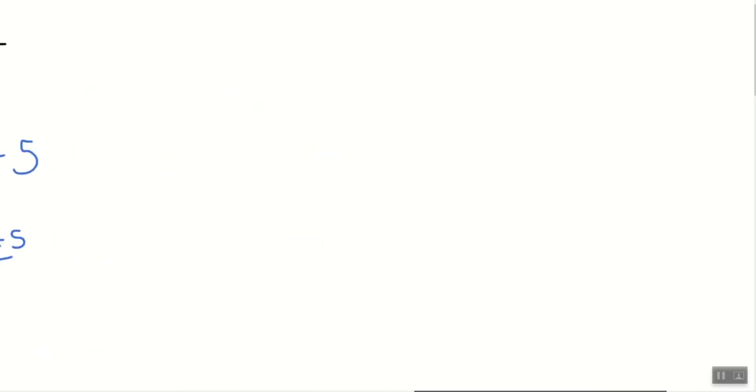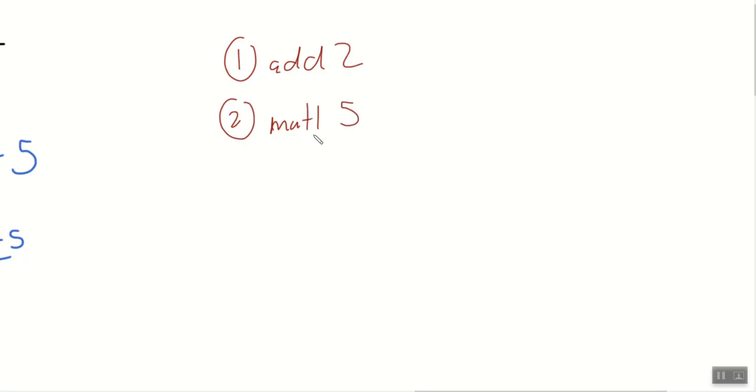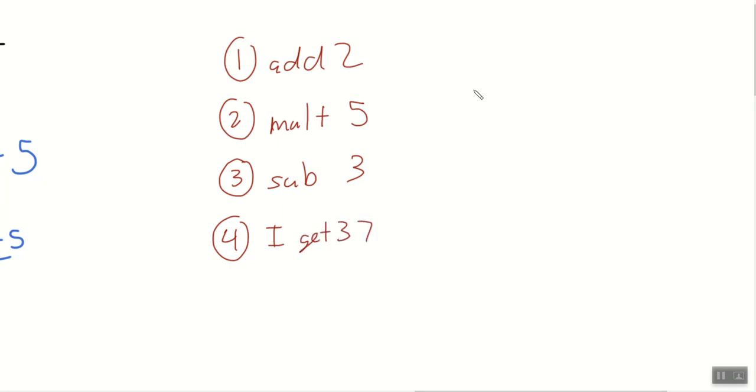I'm going to write these down. I am thinking of a number. First step, I'm going to add 2. Then I'm going to multiply the number by 5. Then subtract 3. I get 37. Write me my f of x in this situation.